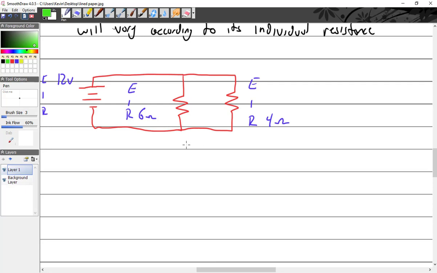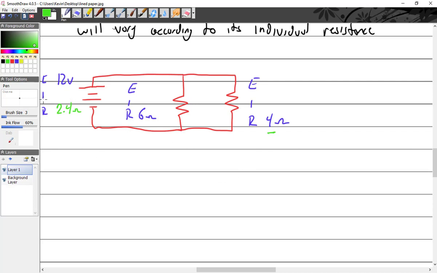First thing we're going to do is add up the resistance. What's the formula? 6 plus 4? No. It's 1 over 6. So it's in your calculator: 6, 1 over x, plus 4, 1 over x, equals 1 over x. So I end up with 2.4 ohms. Now I'm going to check that. 2.4 is less than the smallest resistor, so that sounds like we're doing okay.